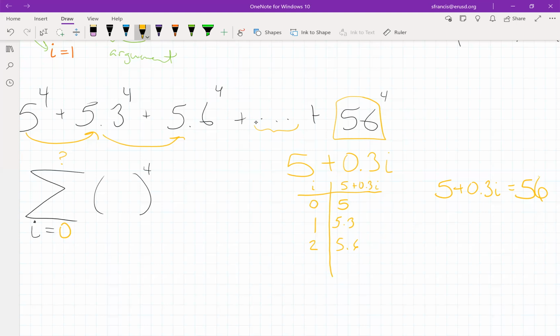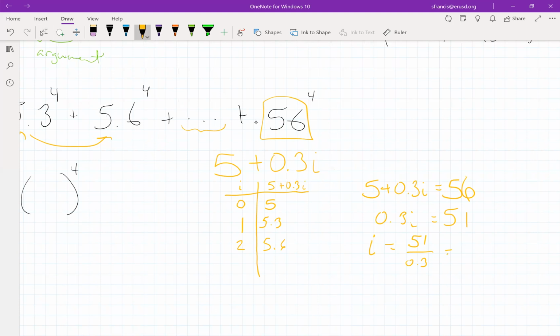If my answer comes out to be a decimal that's not an integer, then my 56 is wrong and I made a mistake. Mr. Francis made a mistake in that number that he put there because it just seemed like it would work. I wasn't sure. But if it does work out to be an integer, then I did guess right. Okay, so let's subtract 5. 0.3i is going to be equal to 51. And then I have to divide 51 by 0.3.